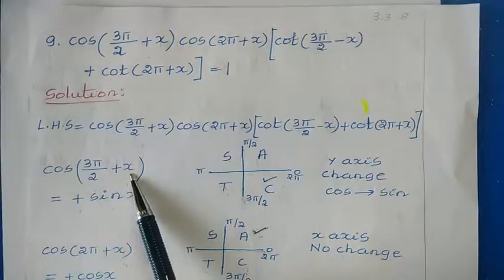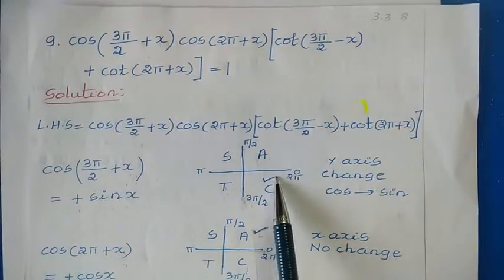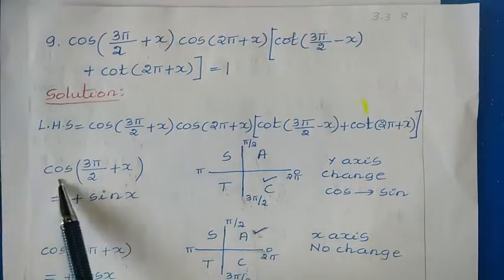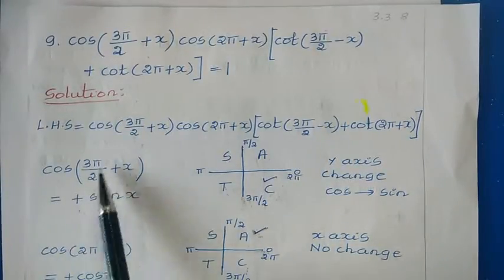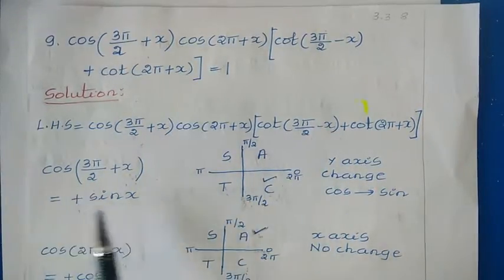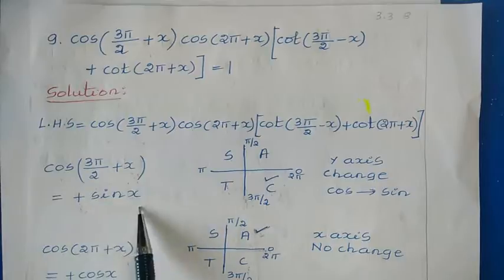Plus x, we have plus theta. So we will go to the fourth quadrant. And on the fourth quadrant, cos and sec are positive. So here we have cos. So this becomes plus. Then 3 pi by 2 is located on the y-axis. So that is the change. So cos becomes sine. So here we get plus sine x.